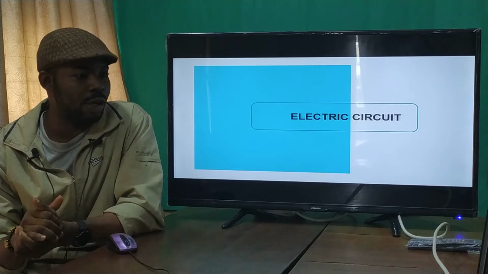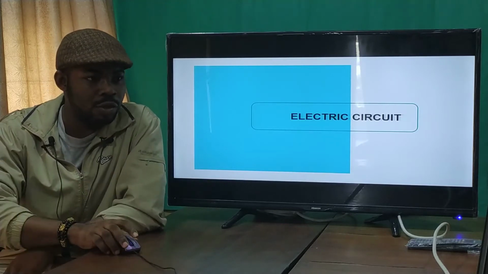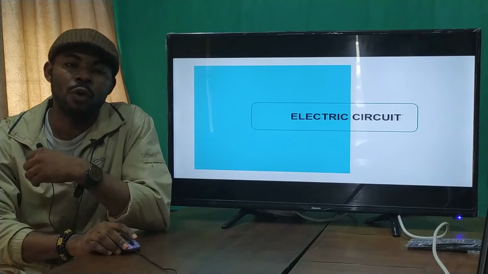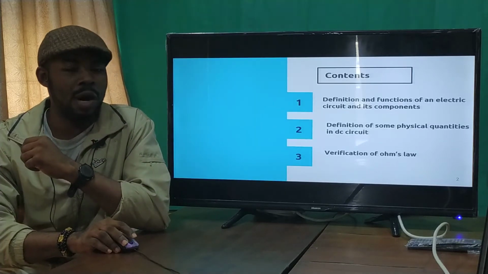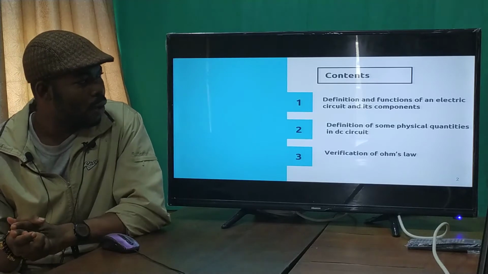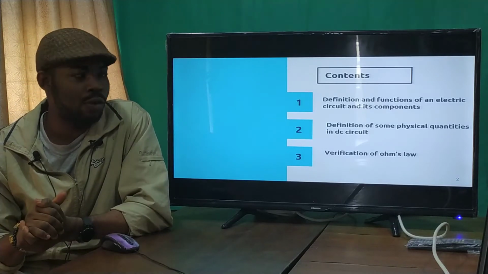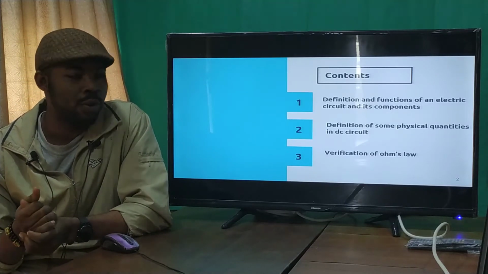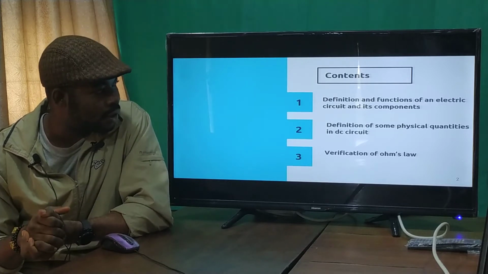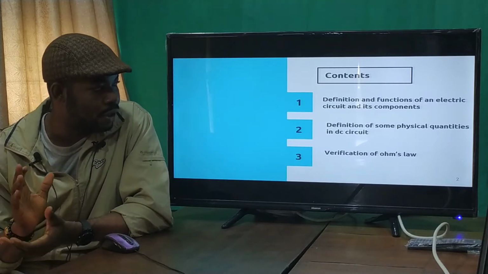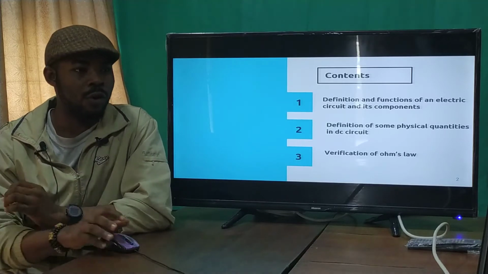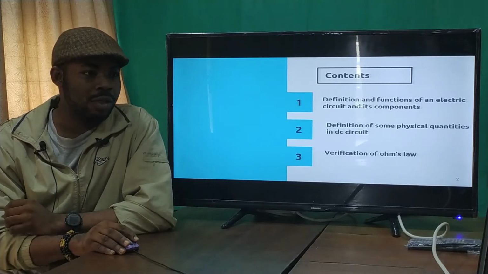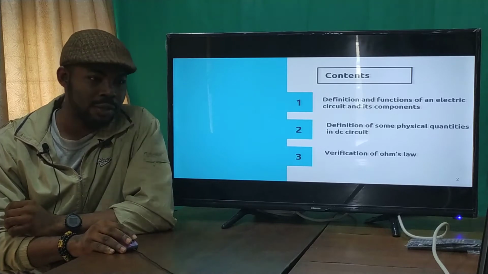What is an electric circuit? What are the components of electric circuit? What do we use electric circuits for, and where can we find electric circuits in our house and our appliances? So we're going to be looking at the definition and functions of electric circuit and its components. We are also going to be looking at definition of some physical quantities in direct current circuits and verification of the Ohm's law. So what do you say? Let us quickly get into it, right?